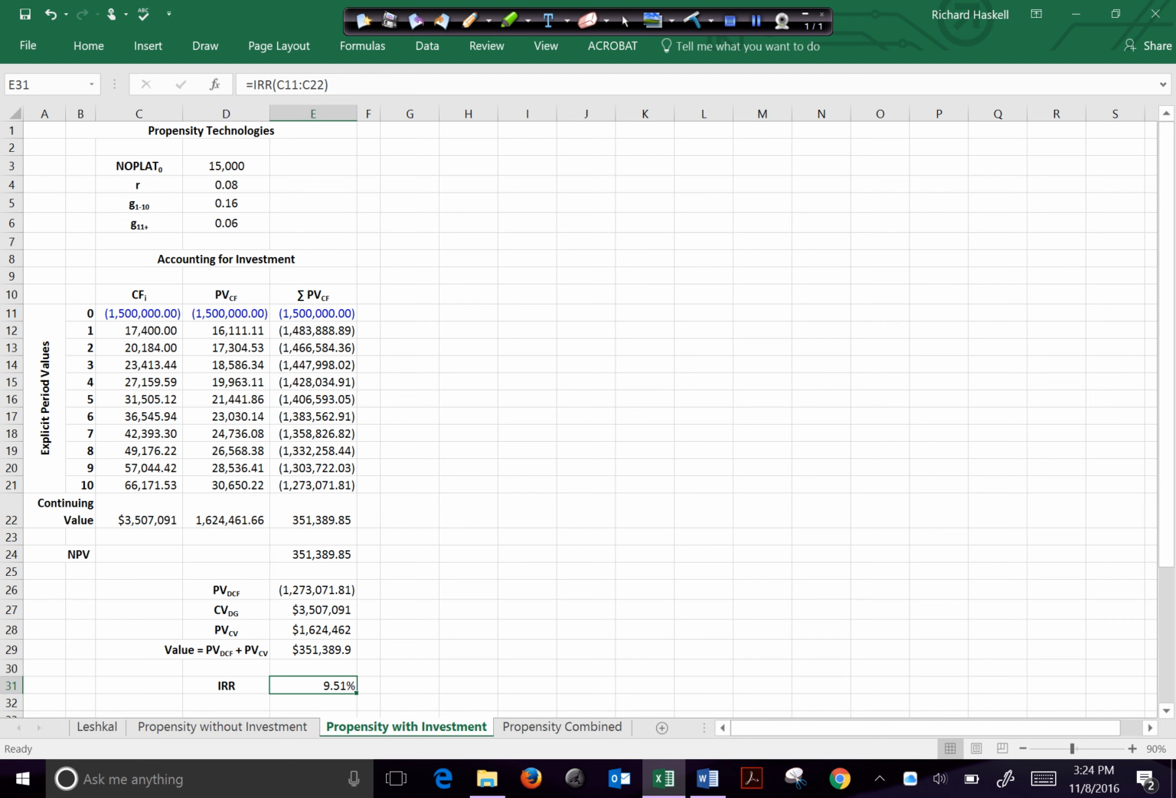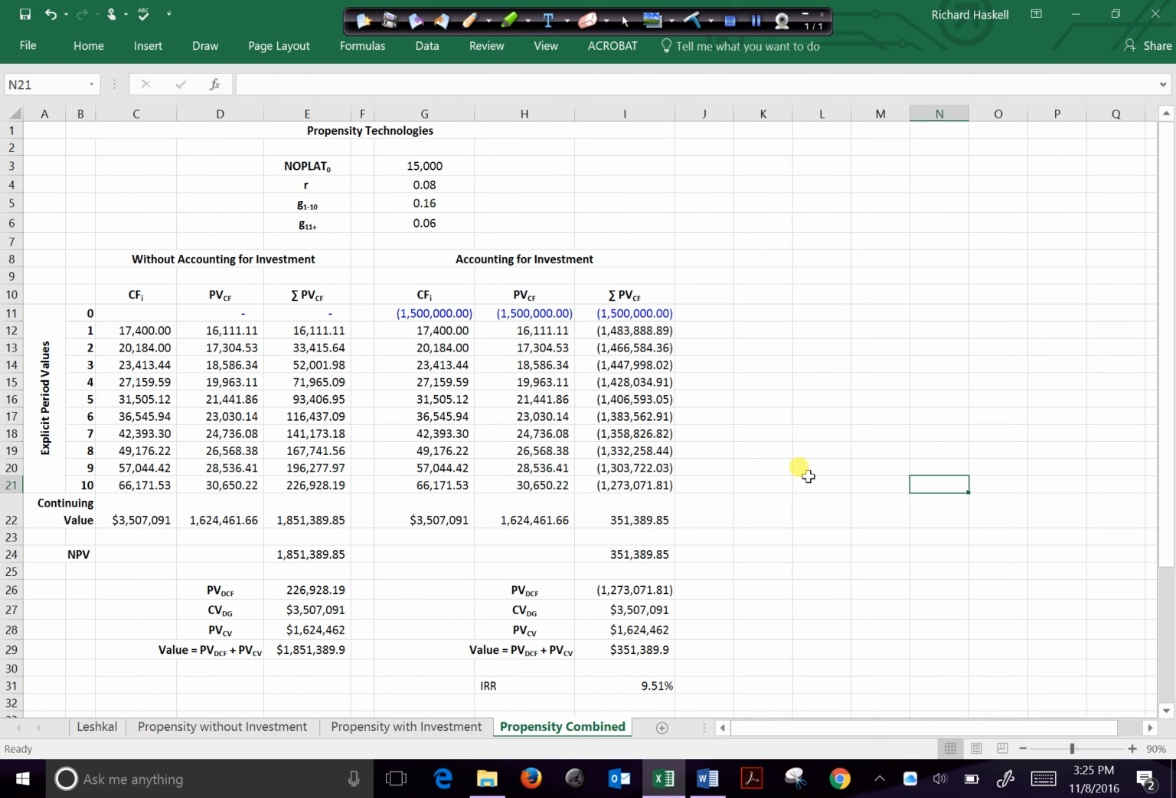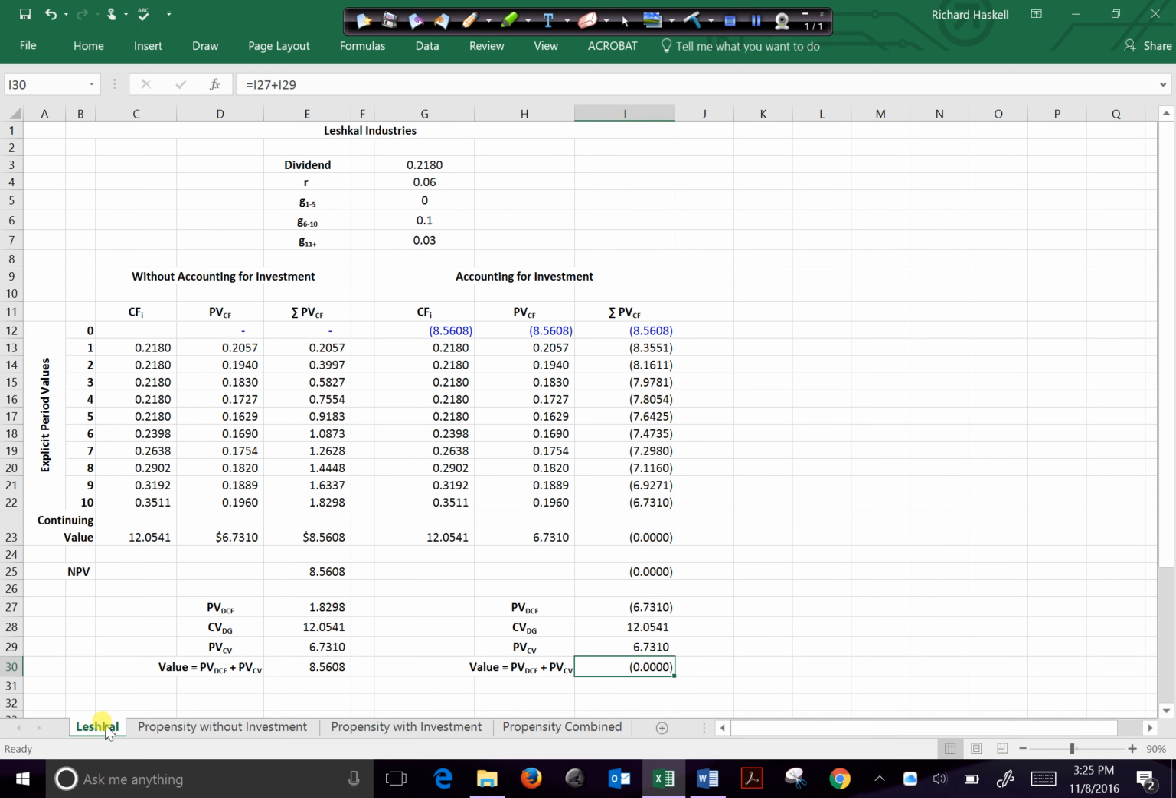We know that we're getting $351,389 and some change more than the 8% rate of return would provide us. So in this next sheet, all I've done is I've shown these to you side by side. It's the exact same set of numbers, the exact same metrics, everything is unchanged. So let's go ahead and show you what this might look like with respect to using it for Lesh-Cal.